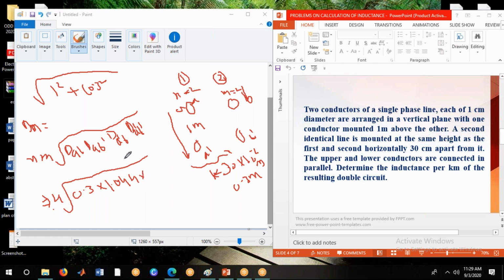into DA dash B. So from here A dash to B dash and B dash to D. It also has the same value, 1.044, and finally the distance between A dash and B dash is 30, that is 0.3. Find the value of D.